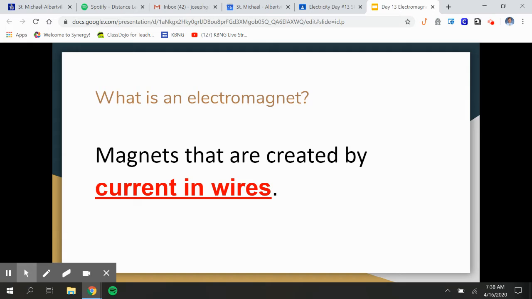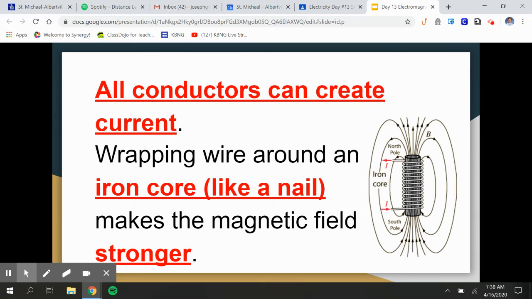But what is an electromagnet? An electromagnet is a magnet that's created by current in wires. So if you look at power lines and even cords in your headphones or cords that plug into the wall, there's a tiny electric or magnetic field that surrounds those. And the bigger the current, the stronger that field's going to be. So all conductors can create a current.